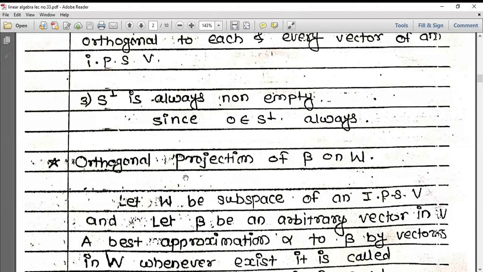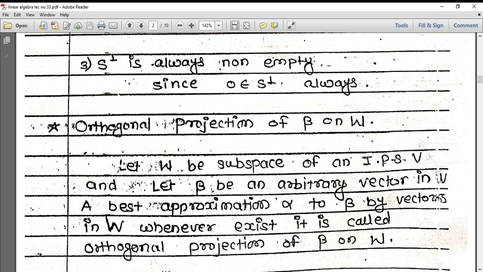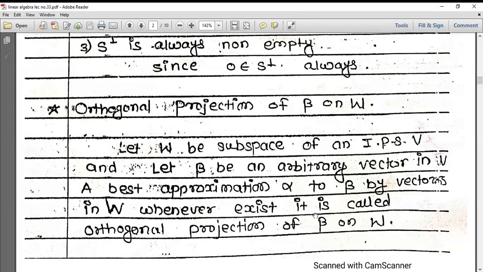What is the orthogonal projection of beta on W? Let W be a subspace of an inner product space V, and let beta be any arbitrary vector in V. A best approximation alpha to beta by vectors in W, whenever it exists, is called the orthogonal projection of beta on W.